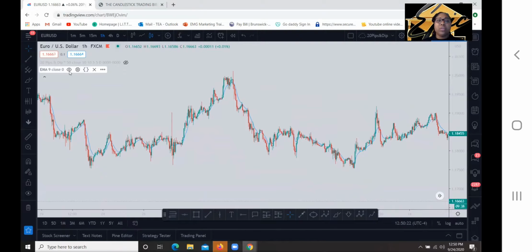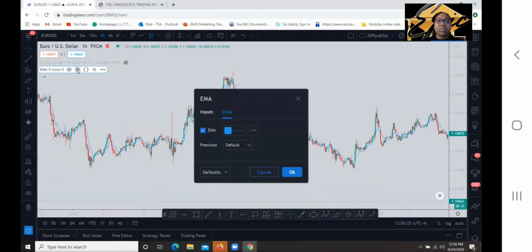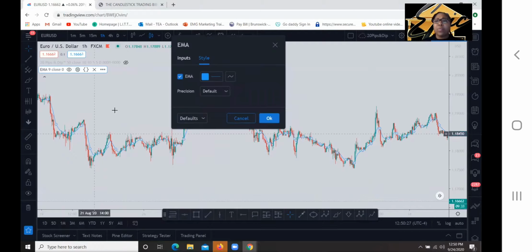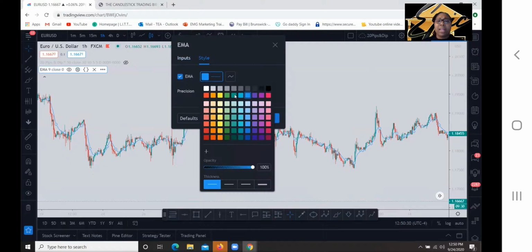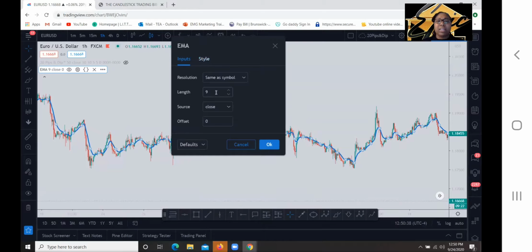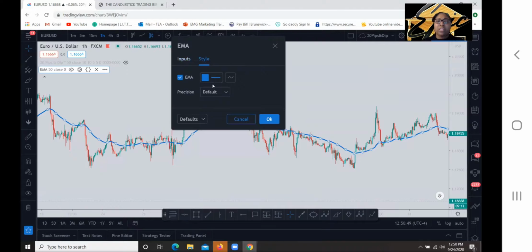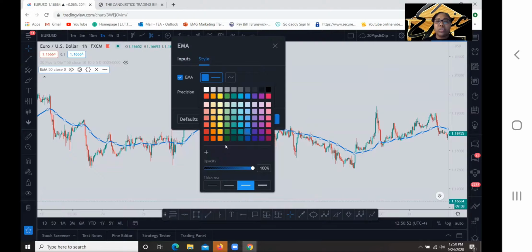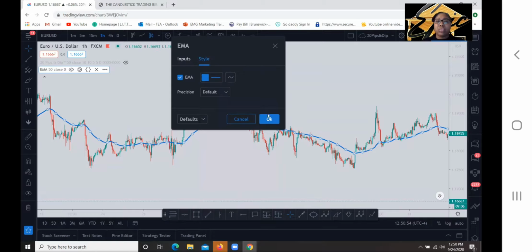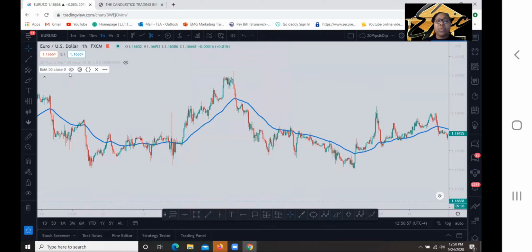When you click on it, you're going to have to come to settings. You can make your moving averages any color. I like this shade of blue here, and I'm going to make mine a little bit more thick. Then I'm going to change the length where it says inputs to 50. You don't have to change anything else. Just change this to 50. And then style, you decide what color you want to choose, the opacity and the thickness, that's up to you. Hit okay. When you want to hide your moving average, you can just hide it here. Boom, keep it like that.